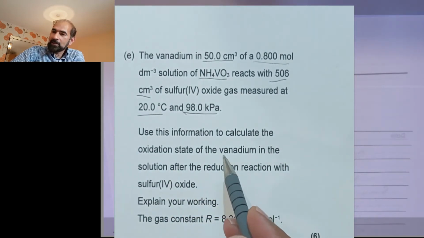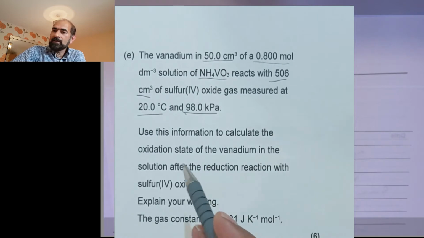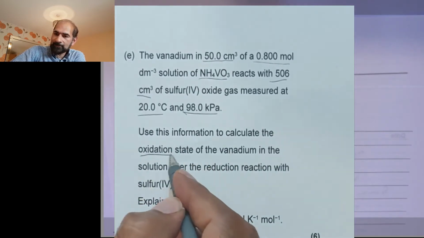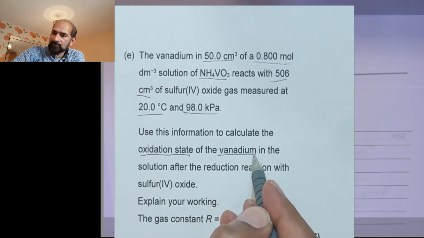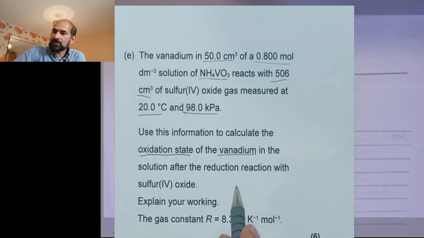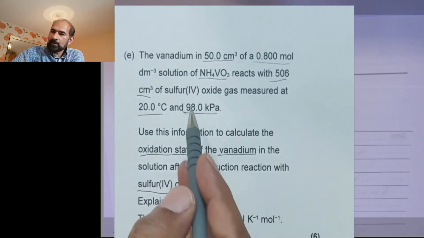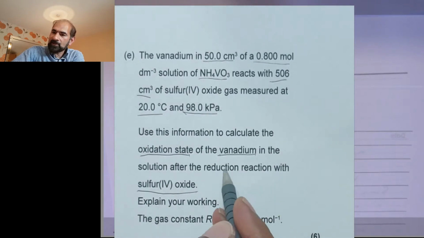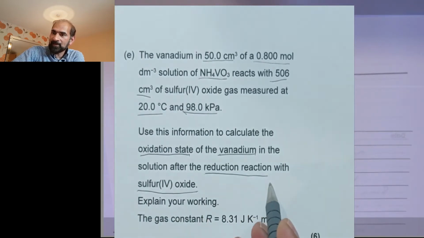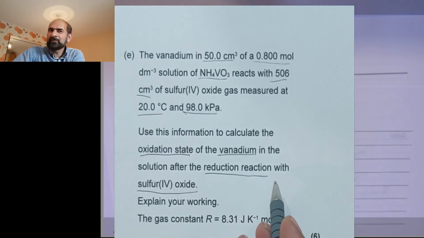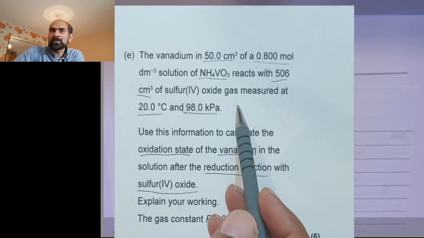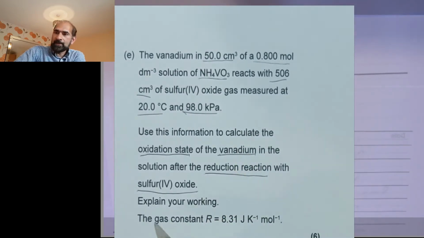Use the information to calculate the oxidation state of the vanadium in the solution after the reduction reaction with sulfur oxide, sulfur 4 oxide. So it's obviously a reduction reaction. They've thrown a curveball here. It's not as simple as just moles. Explain your working.